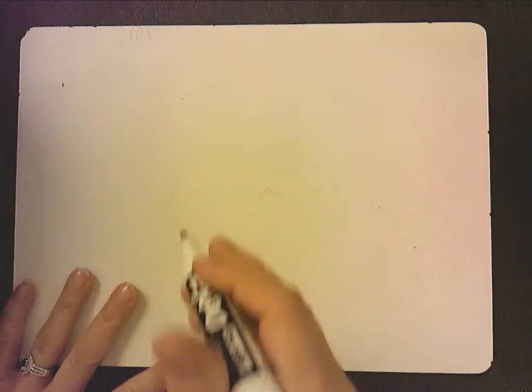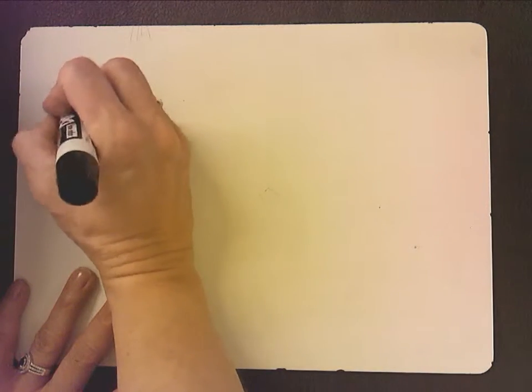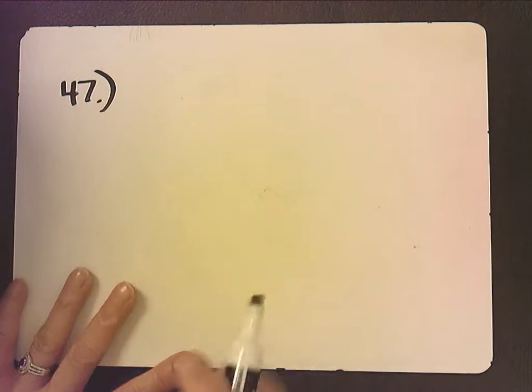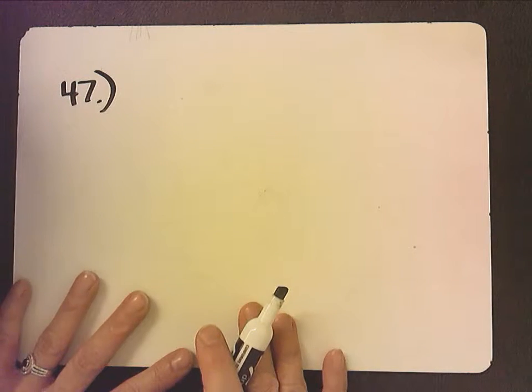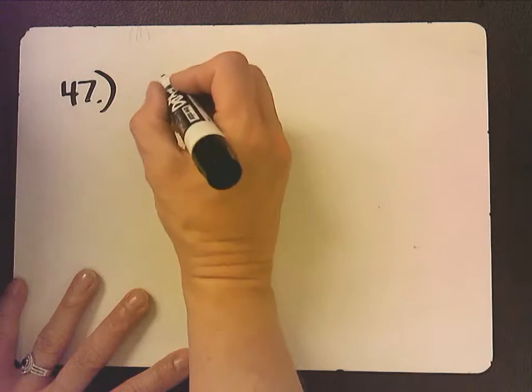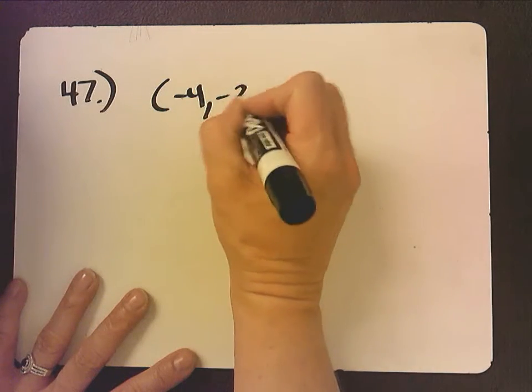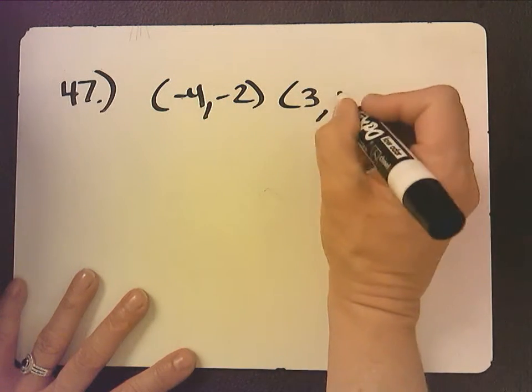Okay, now we're going to continue to finish the review packet. I want everybody to look at page 7, number 47. So now you have to remember how to write the slope-intercept form of an equation given 2 points. Well, whenever you're given 2 points, automatically find the slope.